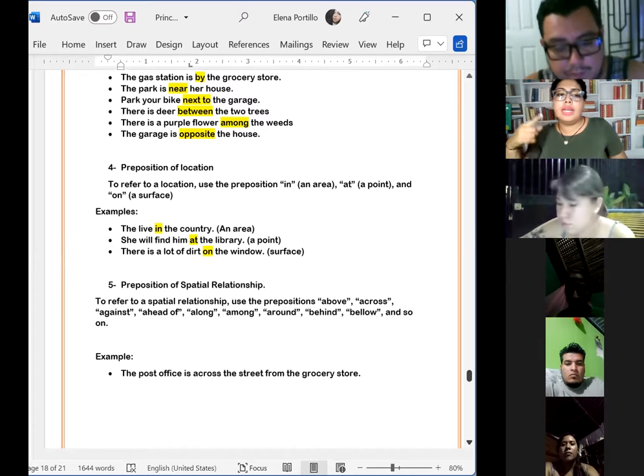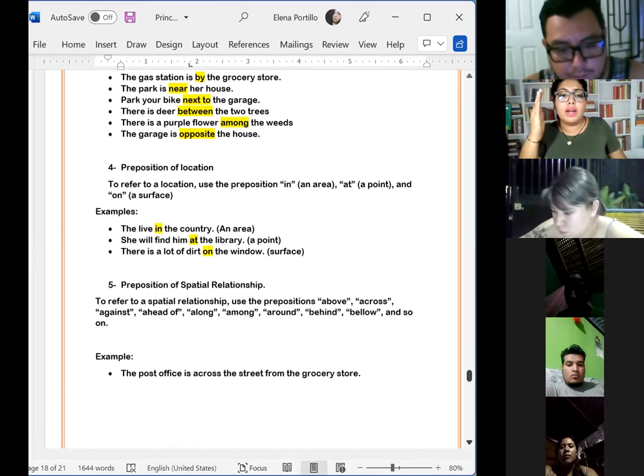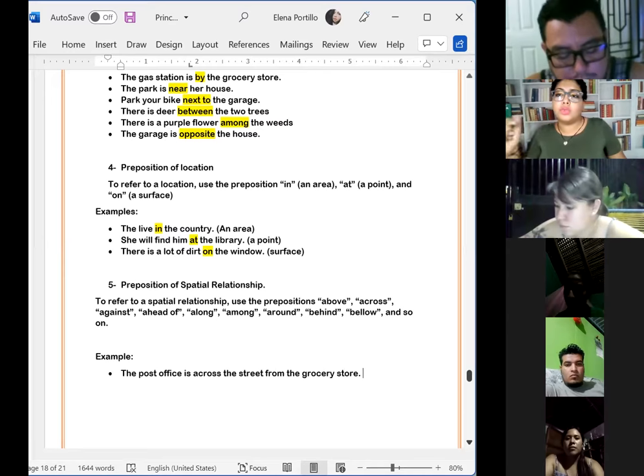In this example says, the post office is across the street from the grocery store.